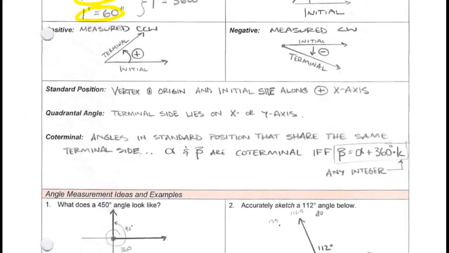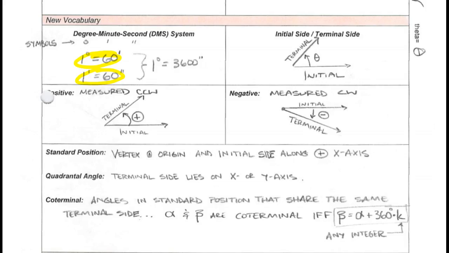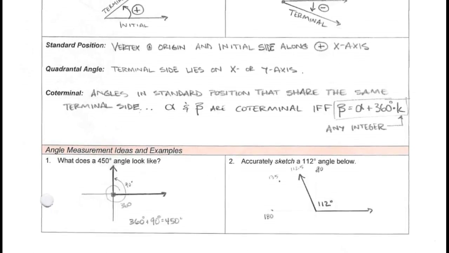Here's some more definitions for you: standard position, quadrantal angle, coterminal angles. I'll let you go ahead and review those on your own, but the one piece I really do want to highlight here is this idea of coterminal angles. They're angles in standard position that share the same terminal side. So basically they're the same angle, they just might wrap around a circle more than one time, or rotate around a circle more than one time.